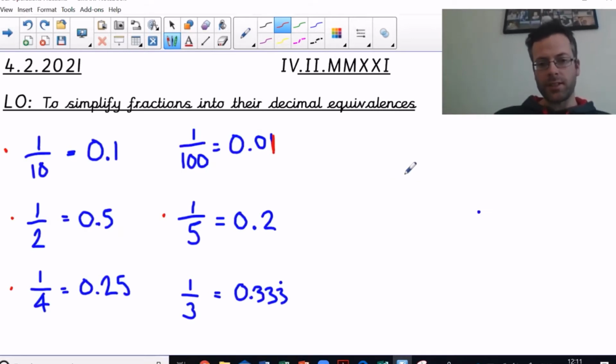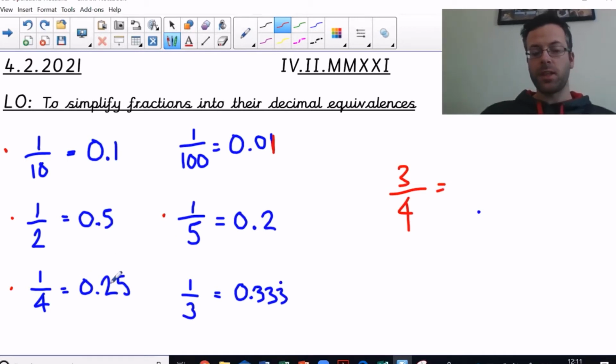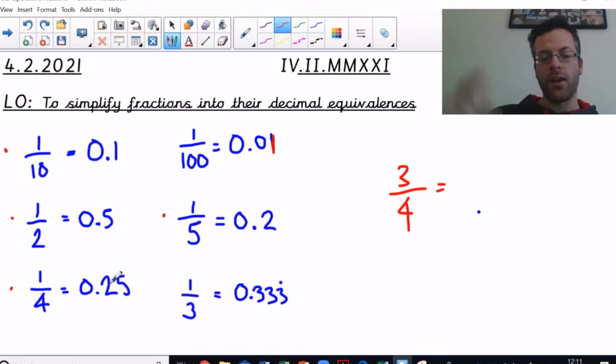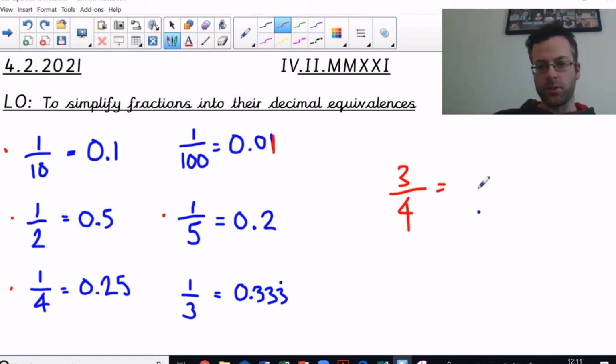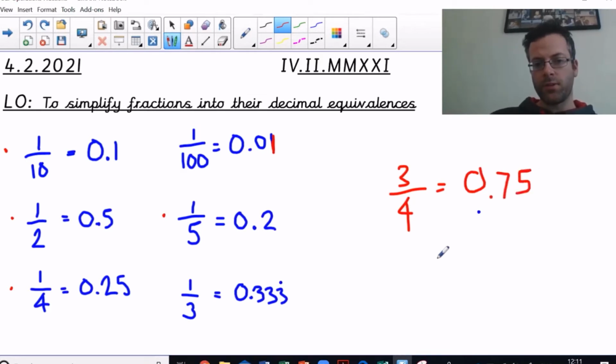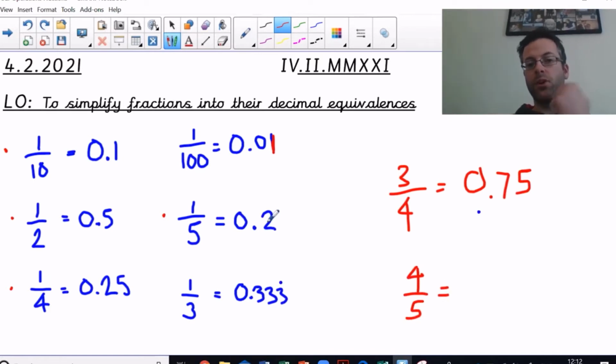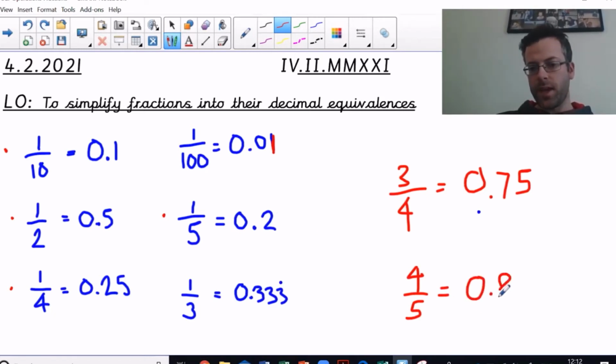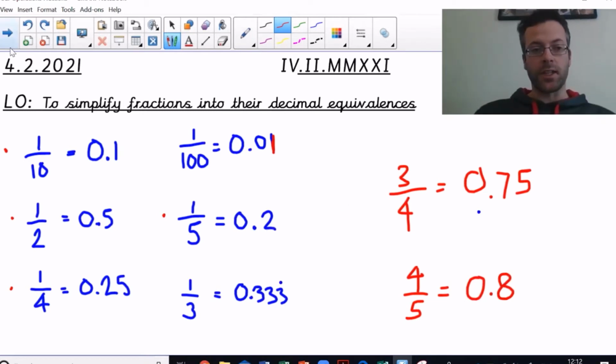Now, using these facts, let's say that I was finding 3 quarters. Well, if 1 quarter is 0.25, that must mean that 2 quarters is 0.5, double that, and then 3 quarters must be another 0.25, so that's 0.75. Similarly, if I was trying to find 4/5, well, if 1/5 is 0.2, then 2/5 must be 0.4, 3/5 must be 0.6, and 4/5 must be 0.8. Now, you're going to need to use these in the questions that you're doing today.